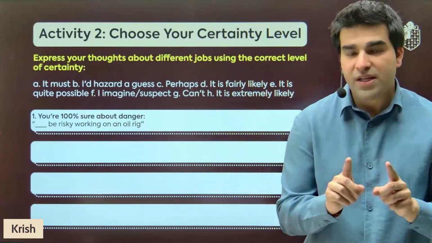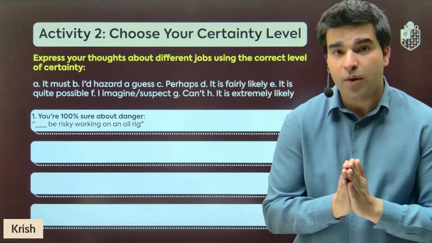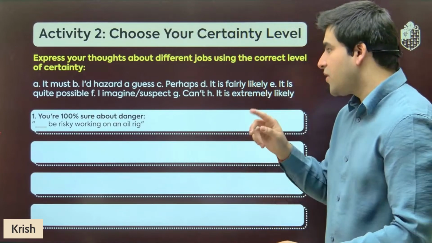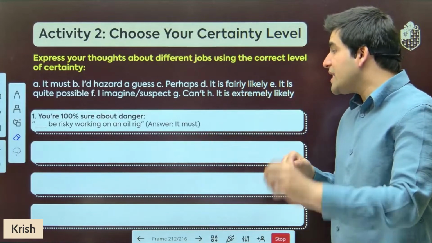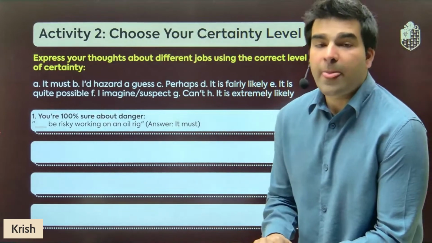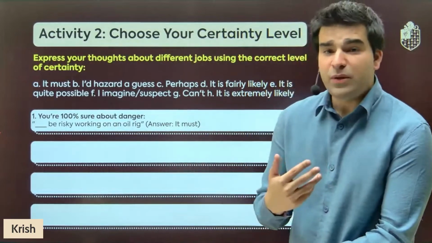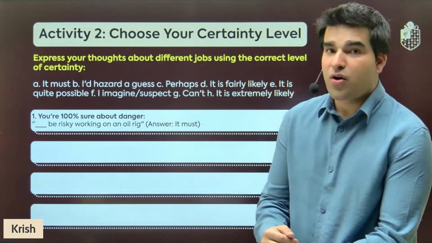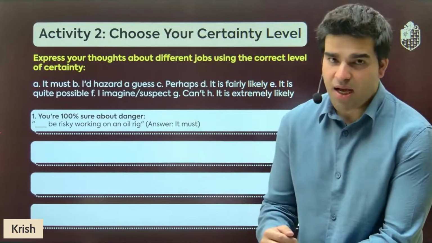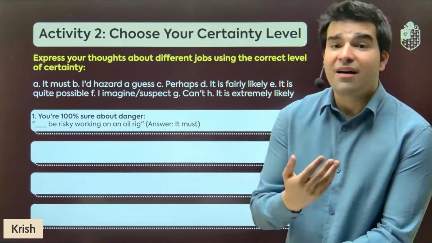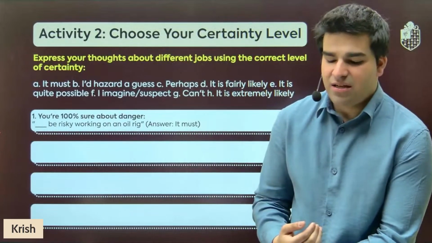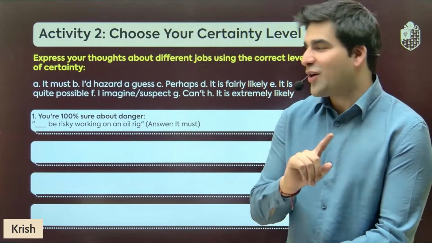So the answer for this one I'm doing with you, but the rest of it you'll have to do yourself first, and then I'll show you the answer. So the correct answer in this case is, it must be risky working on an oil rig. Again, not working, working. What is it? Once again, repeat after me. Working. Not working. Okay. All right, let's move on.